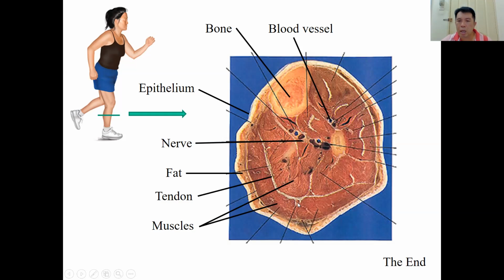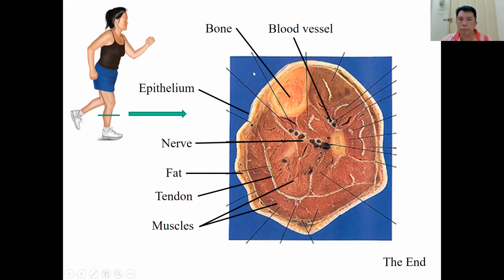Then you see this large mass of muscle here. This one is muscle tissue. Then you can see there is a tendon. A tendon is a connective tissue as well. Inside here there is a nerve, and the blood vessel. The nerve is nervous tissue. So here they show you different types of tissue in a part of the body.